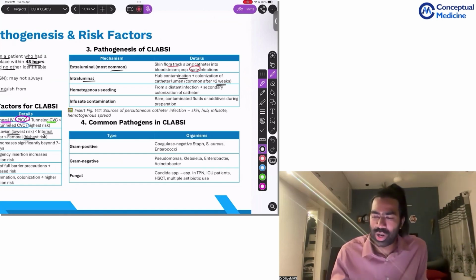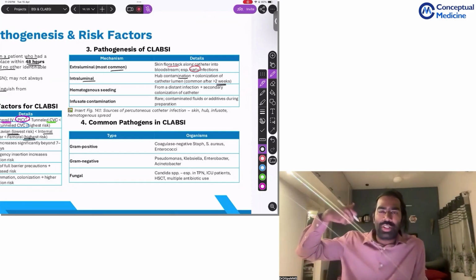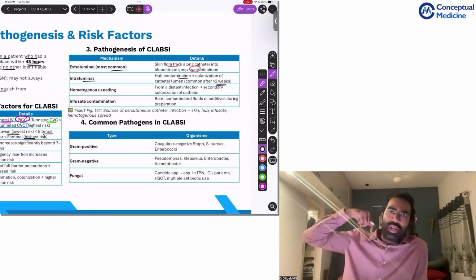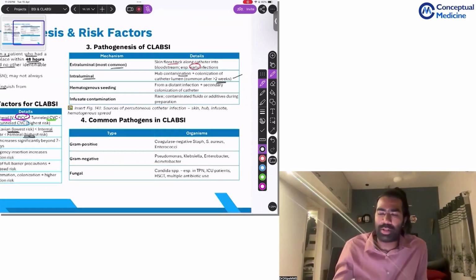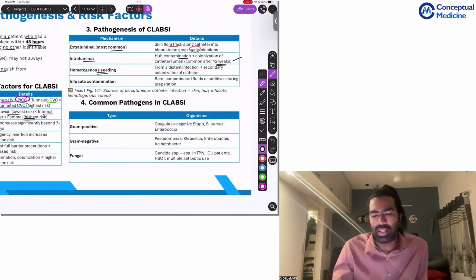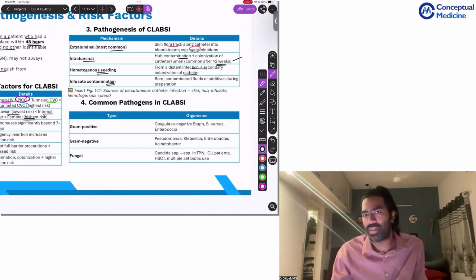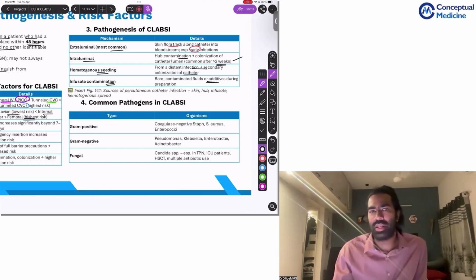So it is basically due to hub contamination, the hub that we use to inject drugs. That is going to enter the catheter and colonize the catheter lumen, and it's going to take a bit of time. Endogenous seeding is very rare. From a distant infection, you're going to have infection of the catheter. And infusate contamination may occur. It's extremely rare again. So contaminated IV fluids or additives during preparation might be the reason.